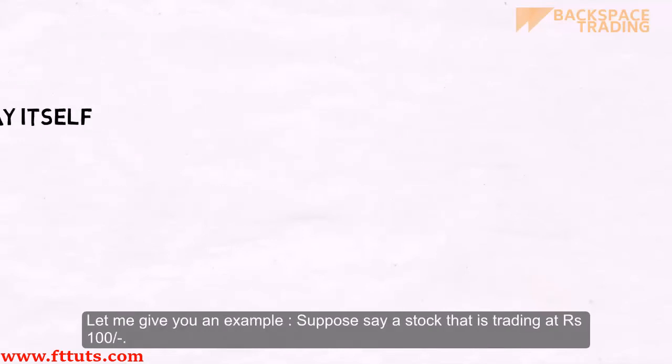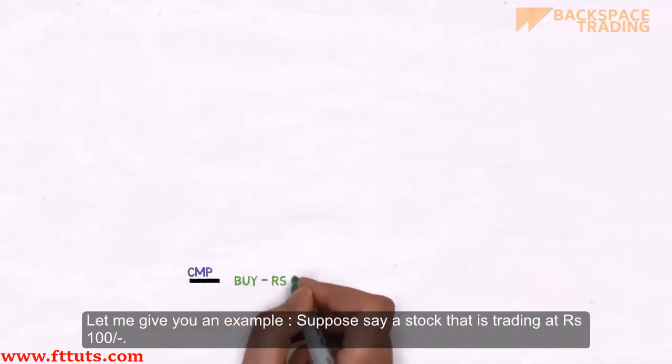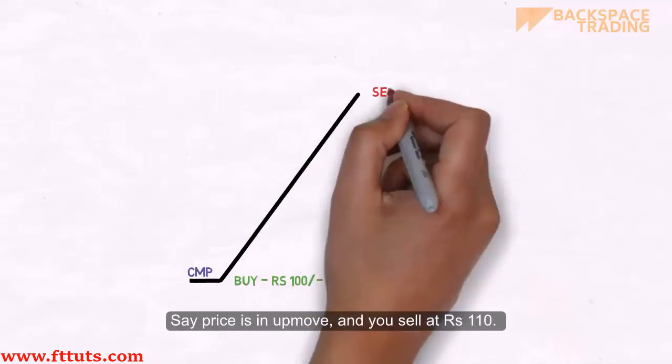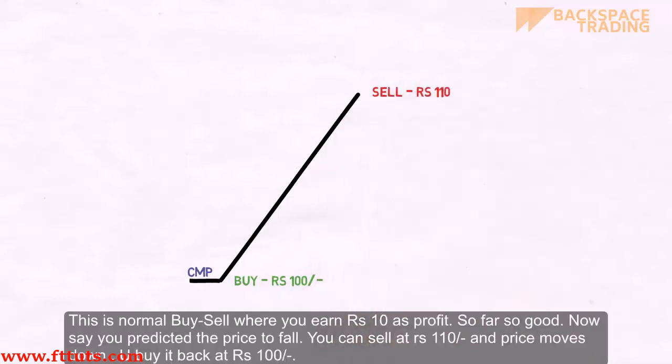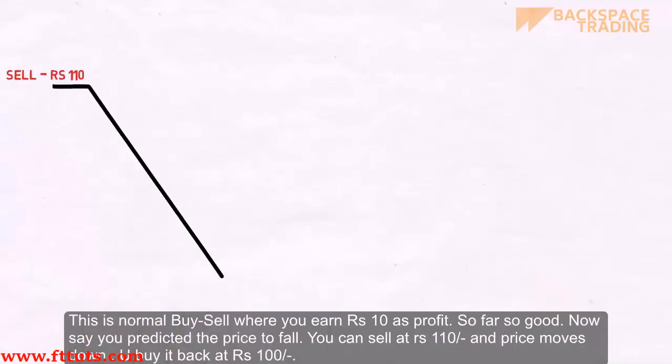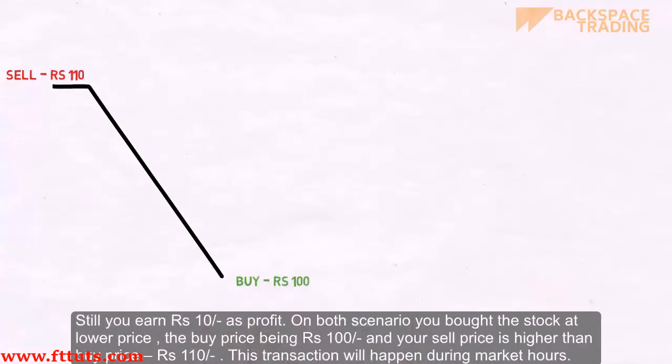Right? Let me give you an example. Suppose, say a stock that is trading at rupees 100. Say price is an up move and you sell at rupees 110. This is normal buy sell where you earn 10 rupees as profit. So far so good, right? Now say you predicted the price to fall. You can sell at 110 and price moves down. You buy it back at 100, still you earn rupees 10 as profit.